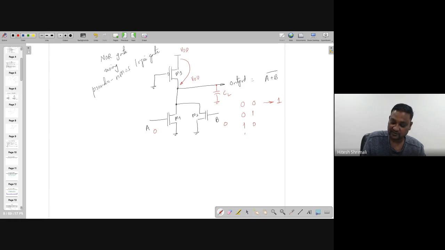Now the whole problem starts over here. Note that I'm writing all these things as binary values, the logic 1 and 0. I'm not writing in terms of voltages. So this VDD might be some other value like 1.8 volt, 2 volt, anything, and I'm writing that in a logic function. So what is going to happen over here? When this is 0 and this is 1, this transistor is on.